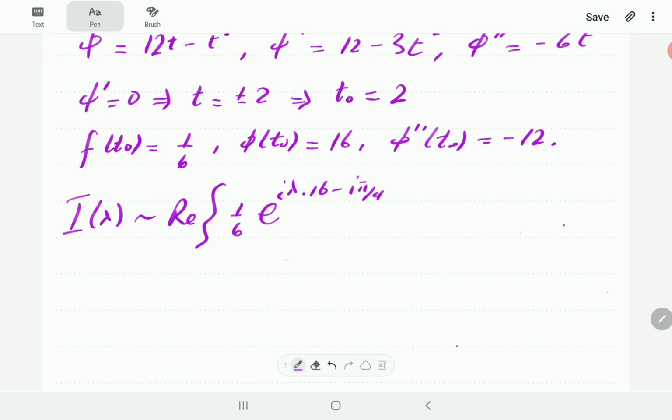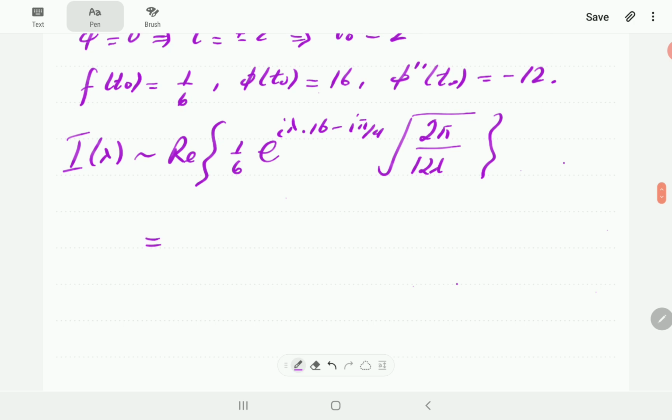pi over 4. Remember, we said that this sign here always occurs with the sign of the second order derivative. Then here we're going to have 2 pi over 12 lambda. Okay, and so this is just going to be 1 over 6 square root of pi over 6 lambda cosine 16 lambda minus pi on 4.